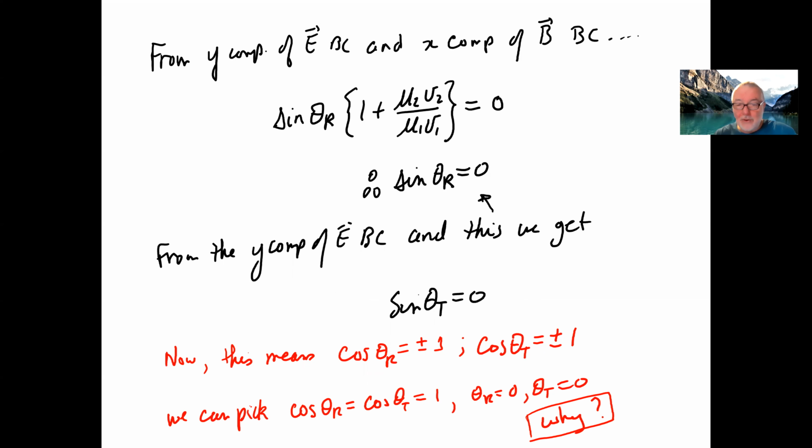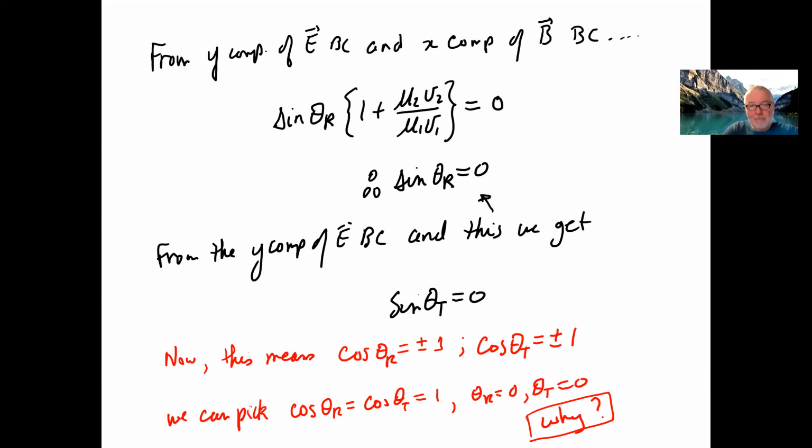Now, this means that cos theta R is plus or minus 1 and cos theta T is plus or minus 1. And we can pick cos theta R equals cos theta T equals 1, or theta R equals 0, theta T equals 0. And I'd ask you to take a minute while you're watching this and think about why I have the freedom to pick that.